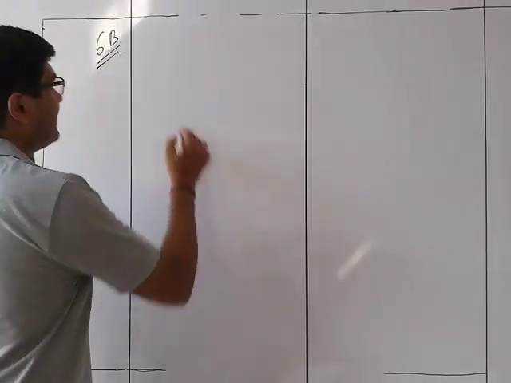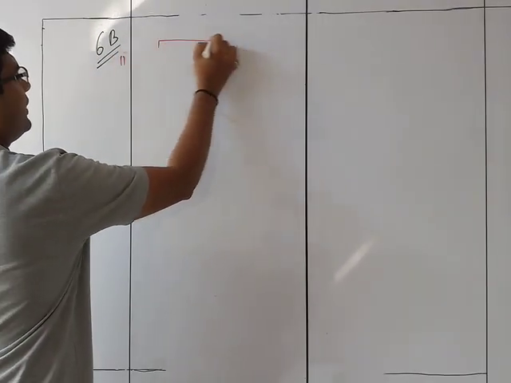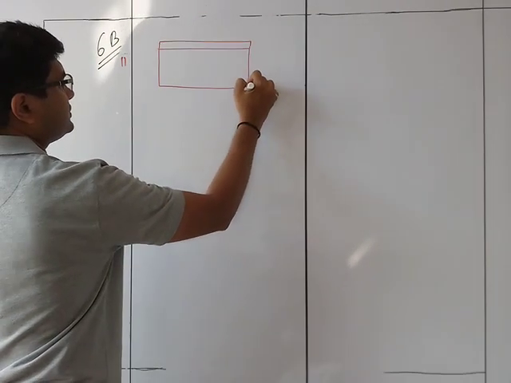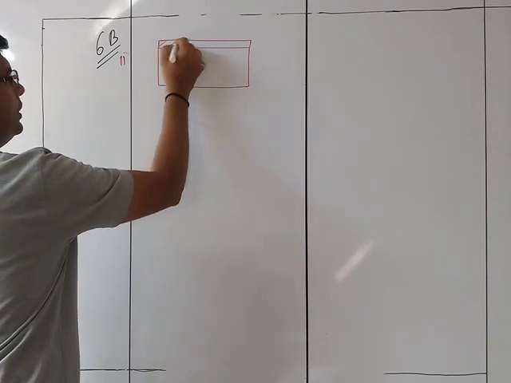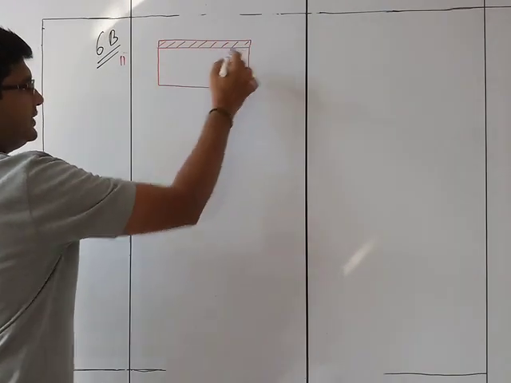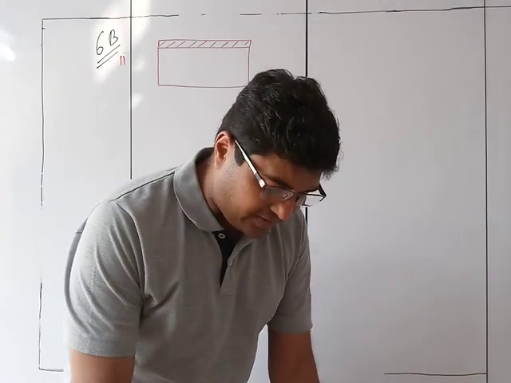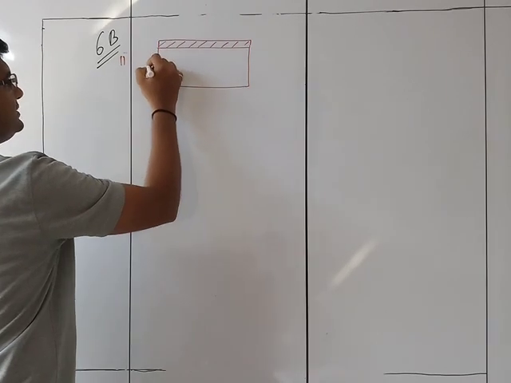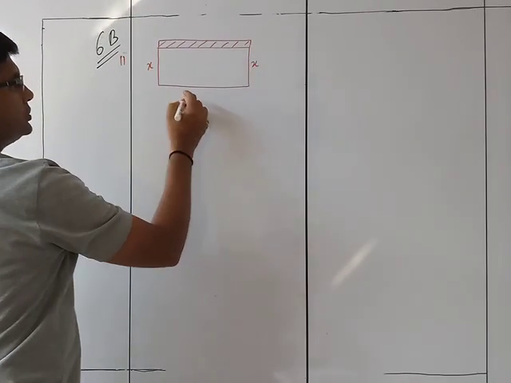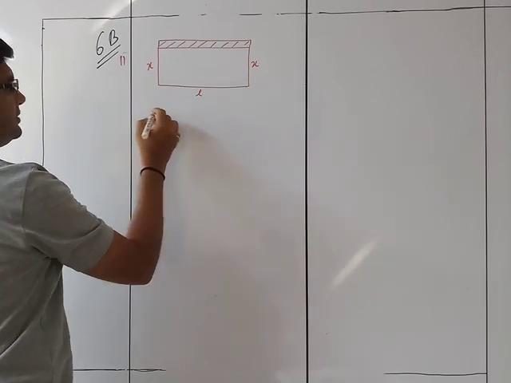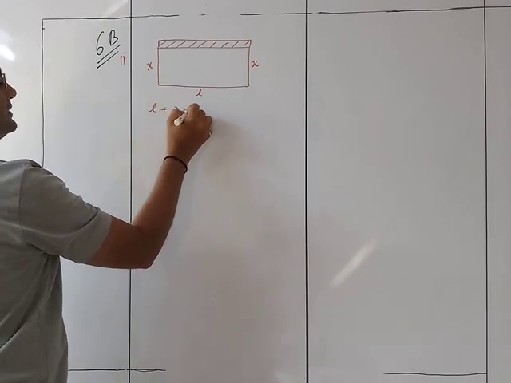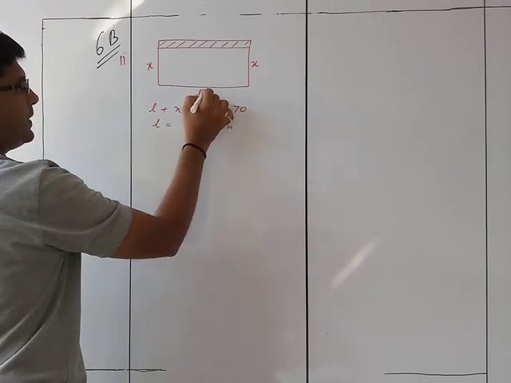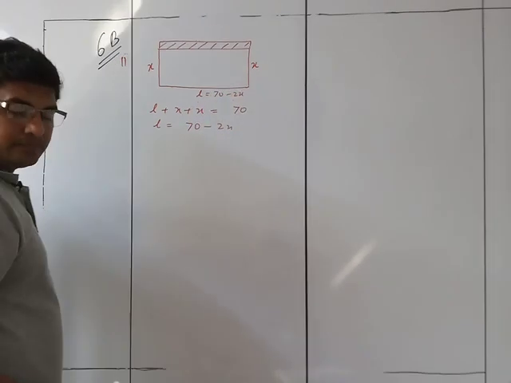So basically what is happening is, over here we have a wall, and the farmer has a sheep pen of this particular nature, that this is the wall and this is the fence. The farmer has 70 meters of fencing, so we know that this complete thing is 70 meters. Suppose we take this as x and this as x, and over here this will be, let's say, length. So we know that length plus 2x is equal to 70. Therefore length is equal to 70 minus 2x.